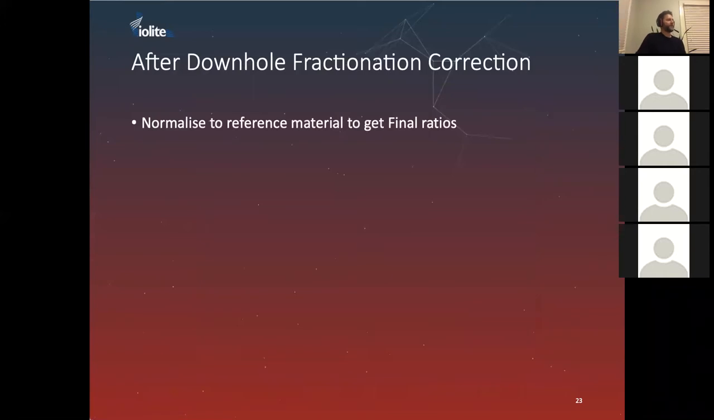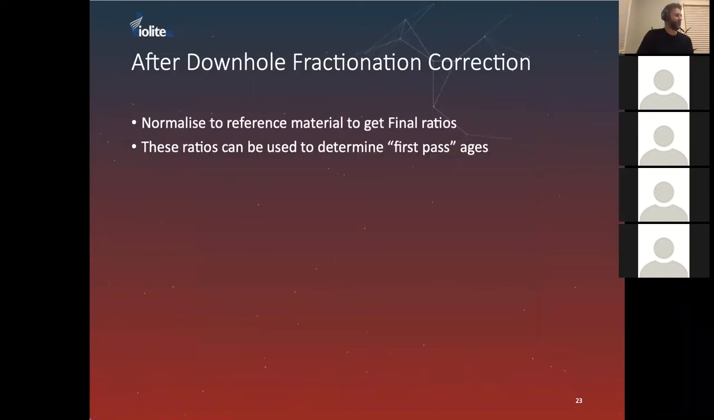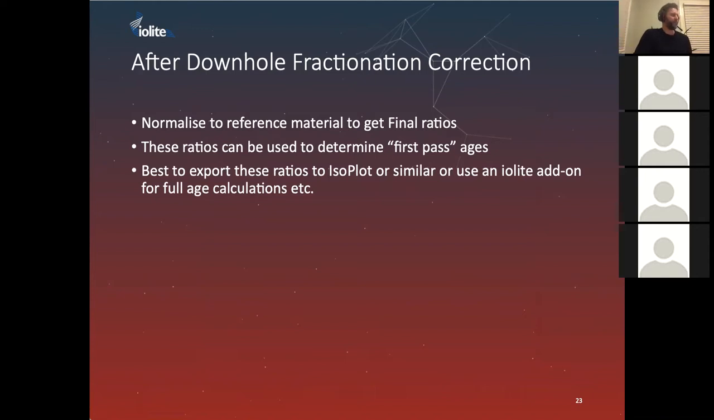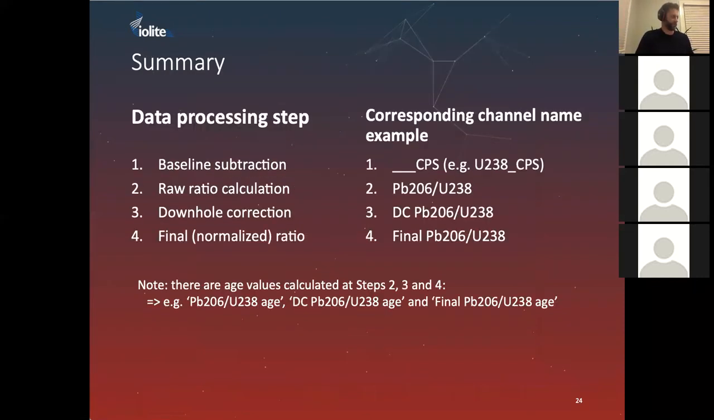So after the downhole fractionation correction, we do normalize the reference material to get the final ratios. And these ratios do give you a sort of first pass age. But as I said earlier, we do recommend that you export these ratios to Isoplot to actually get proper full age calculations and uncertainties.